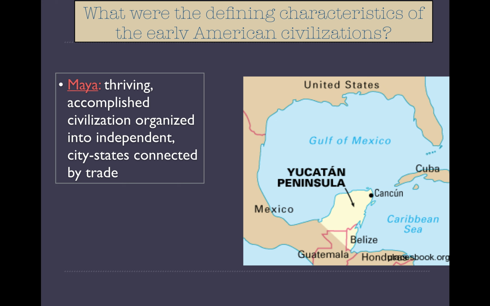The Maya were a thriving and accomplished civilization that were organized into independent city-states that were connected by trade. A city-state is a lot like D.C., a city that functions much like its own independent territory. In this instance, we use the term state in a confusing way, but a state is simply, in this instance, a country. So we have almost these little independent countries that existed all around the Yucatan Peninsula that were all Maya city-states.